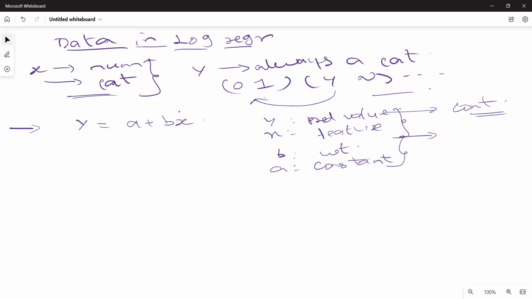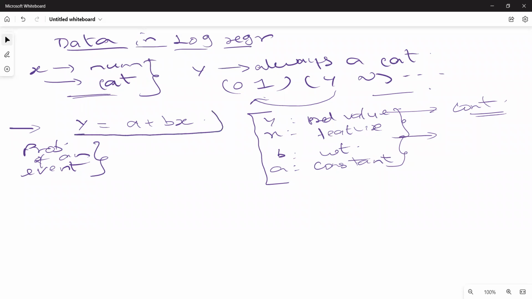Now, taking the same equation forward, we have to now find out the probability of an event. Okay, we have to find out what is the probability of an event. So how can we use this same equation to find out the possibility that this event is likely to occur or not? Now, in statistics, you would have probably done this topic called odds. Can anyone tell me what is the definition of odds?